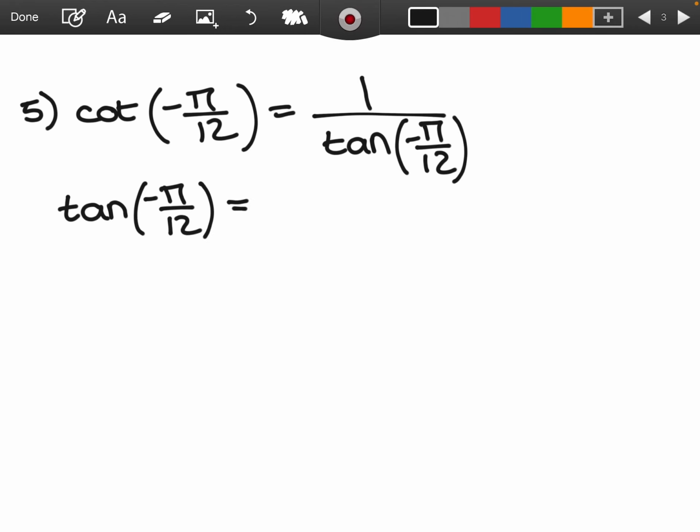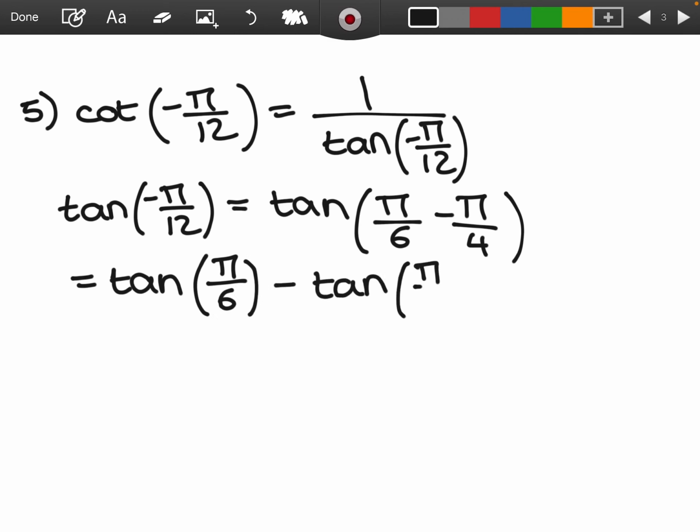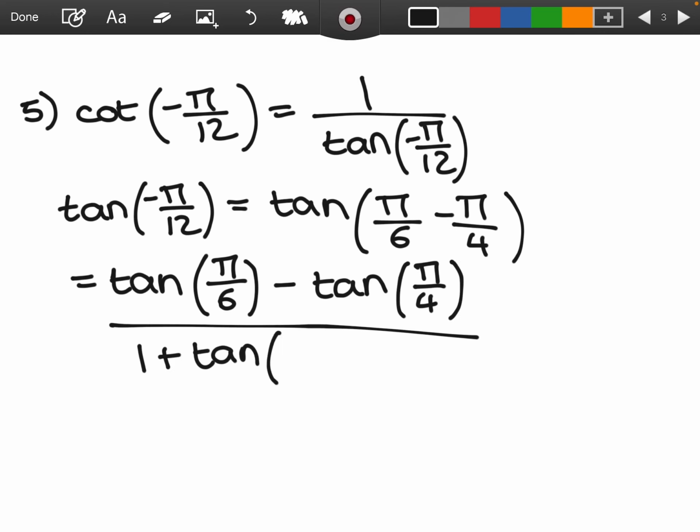I've got to write negative pi over 12 as the sum or difference of two angles that I know something about. Negative pi over 12 is actually pi over 6 minus pi over 4, and I definitely know something about those two angles. So that would be the tan difference formula, which is tan of the first angle minus tan of the second angle divided by 1 plus tan of the first angle, tan of the second angle.